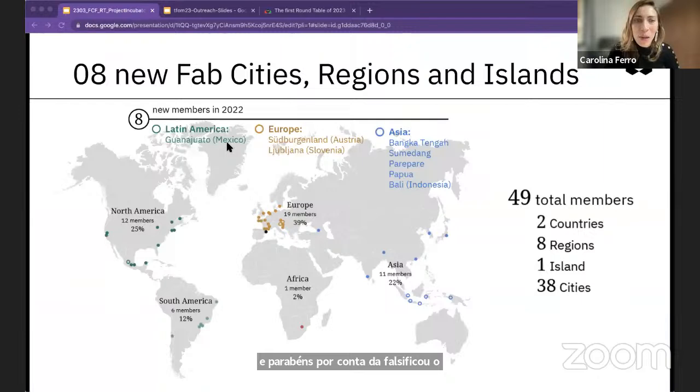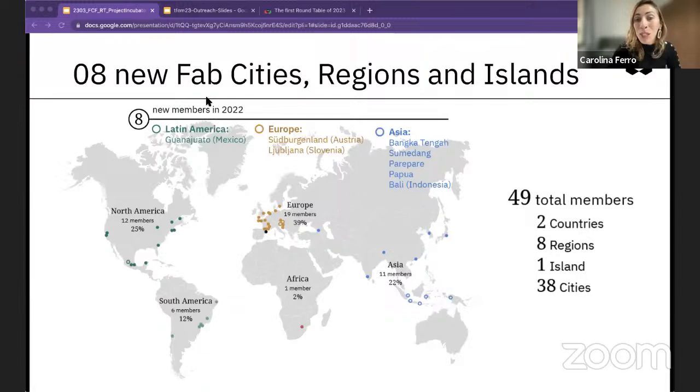For those that were in Bhutan or received our newsletter, there were 8 new members. We had one from Latin America that joined the Fab City Network, Guanajuato. From Europe, we had 2 members, and from Asia, we had quite a few, mostly from Indonesia. So now we have a big Indonesian cluster to work with. And also Bali joined as an island. So we have the Fab Island.